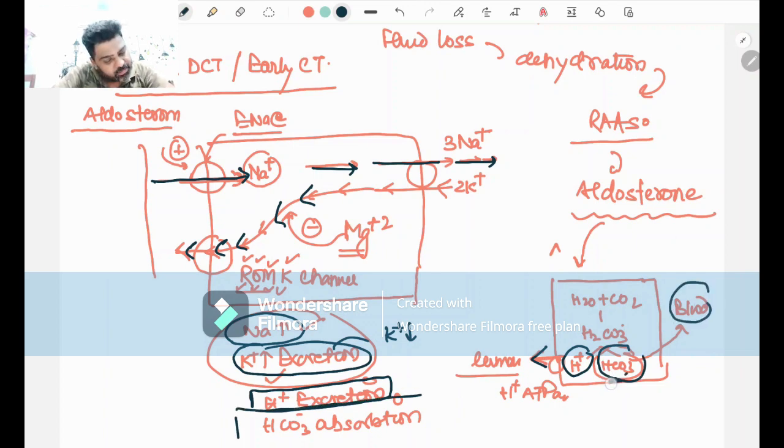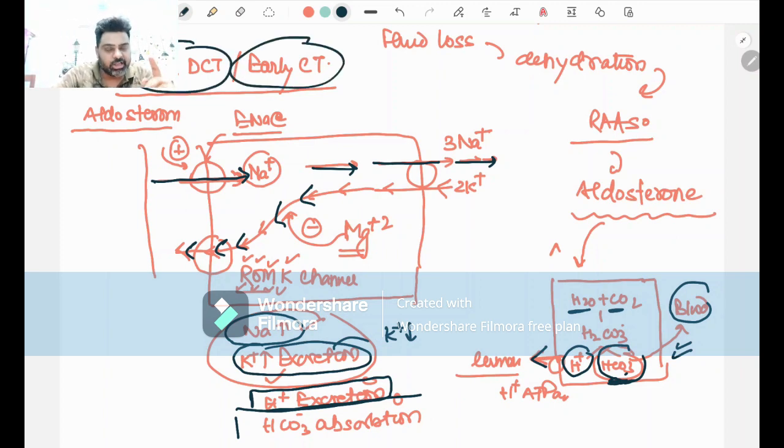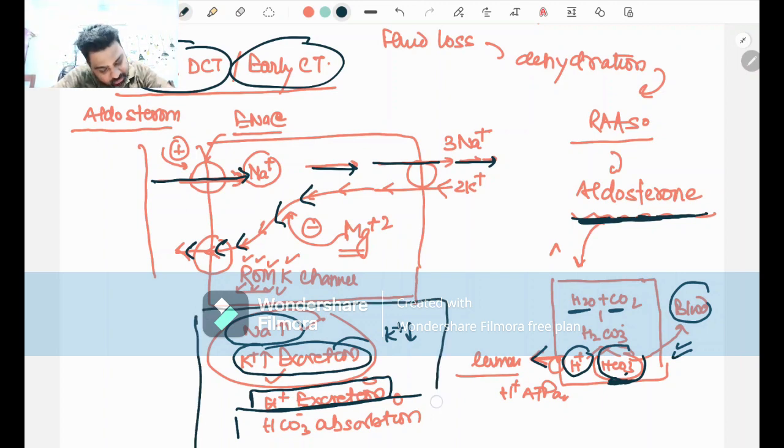Now understand, bicarbonate is also absorbed from the proximal convoluted tubule, but that is the filtered bicarbonate which is absorbed, whereas here this bicarbonate is coming from H2O and CO2. So this absorption of bicarbonate in the late DCT and early CT is known as de novo absorption of bicarbonate. So aldosterone also increases the de novo absorption of bicarbonate. So we are seeing that these four things happen whenever there is aldosterone: increased sodium absorption, increased potassium excretion leading to hypokalemia, increased H plus excretion, and these two things will lead to metabolic alkalosis.